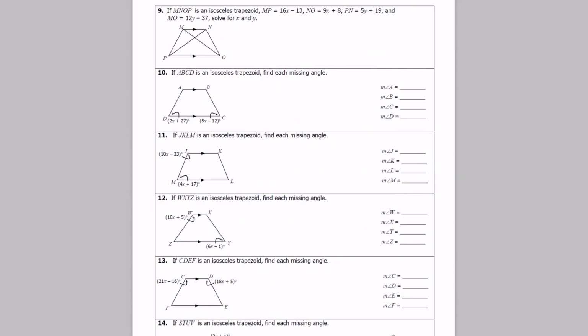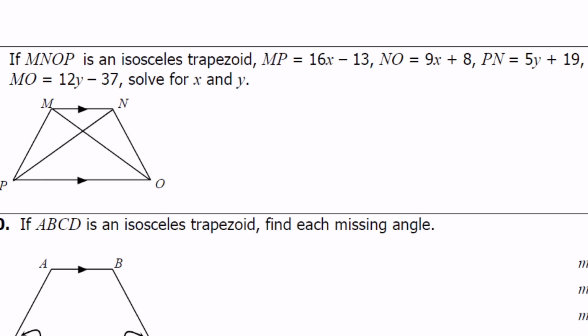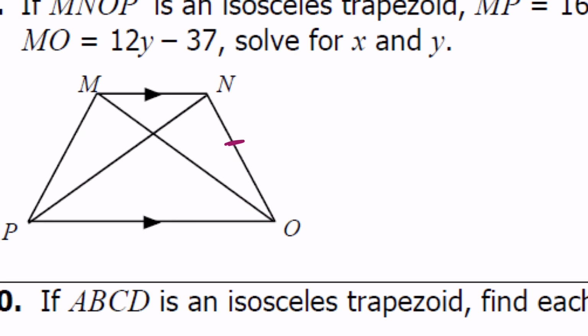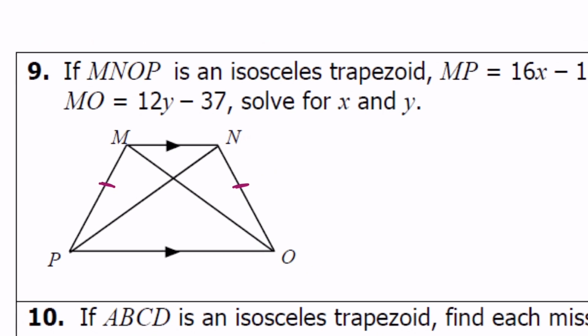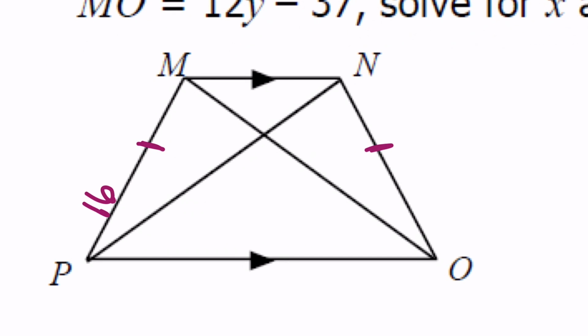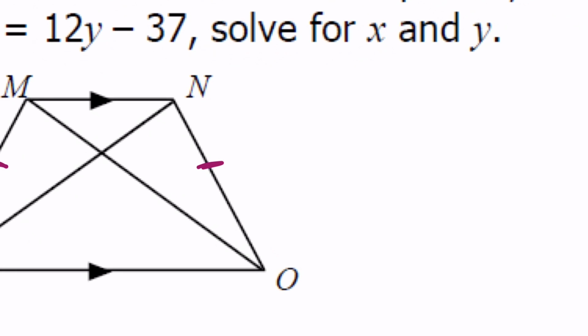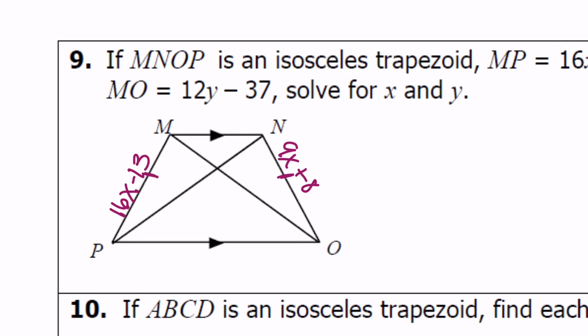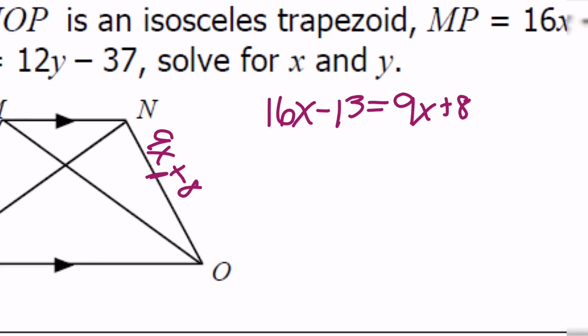If we flip it over to the back of this page, we have a little bit of practice here. So if MNOP is an isosceles trapezoid, God, I keep saying triangle, that means this side is congruent to this side, and it also means my diagonals are congruent. So if MP equals 16x minus 13, and NO equals 9x plus 8, those are congruent. That means I can set them equal to each other and solve for x, which is what it wants us to do.